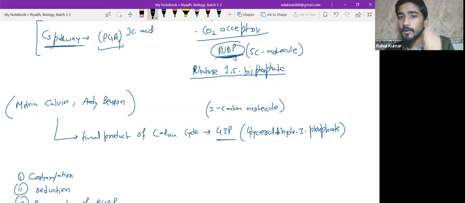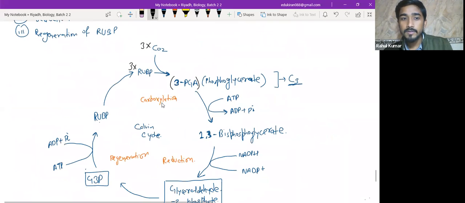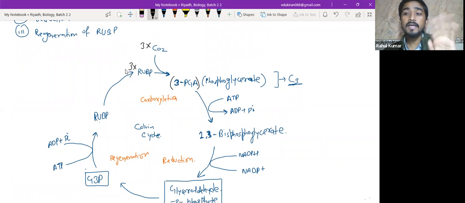RuBP is ribulose 1,5-bisphosphate, which clearly tells that there are 2 phosphate groups, one on carbon 1 and the other on carbon 5. So it has 5 carbons. Remember there is a ribose sugar in DNA also, a 5 carbon sugar. So it is a 5 carbon molecule, and we are using 3 RuBPs. So how many carbons did we get from RuBP only? 5 into 3. 5 threes are 15.